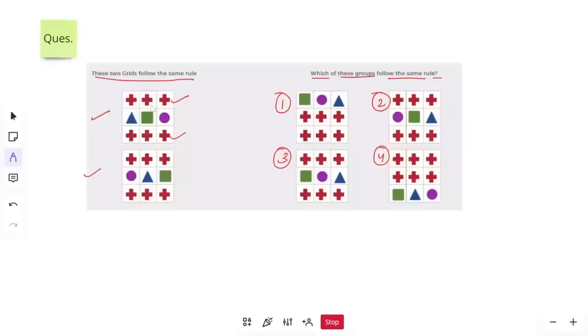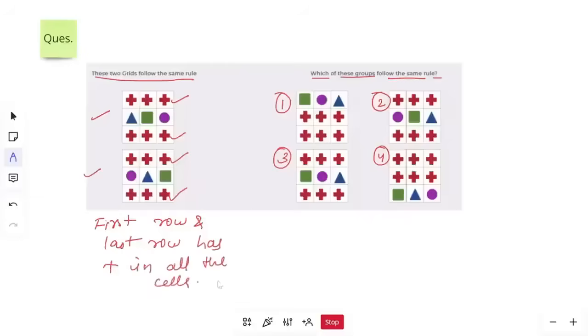See now. In the first row and the last row we have plus here. Here also in the first row and the last row we have plus here. So the logic is first row and last row has plus in all the cells. Basically, based on this rule we have to find out.